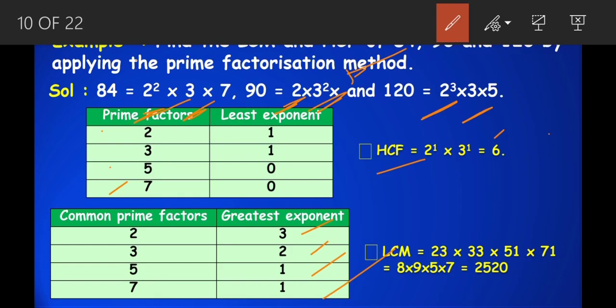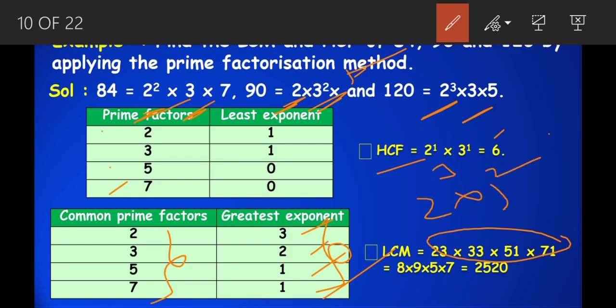Okay. So here we have to multiply all these prime factors along with their exponents. Here some symbols are missing, children. It is not 23. It is 2 cube into 3 square into 5 power 1 into 7 power 1. If we multiply all these values, what will we get? 2520.